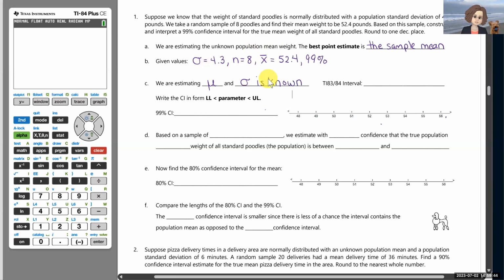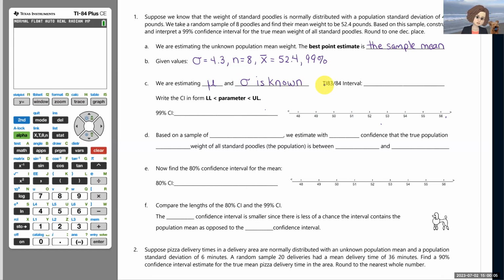So it's important to recognize from the very start here that standard deviation doesn't always mean sigma. It depends if it's population standard deviation or sample standard deviation. So we'll pay a lot of attention to that. So if we are estimating mu and population standard deviation is known, that's what allows us to use the Z distribution in our construction of our interval, and on our calculator, that will be our Z interval.